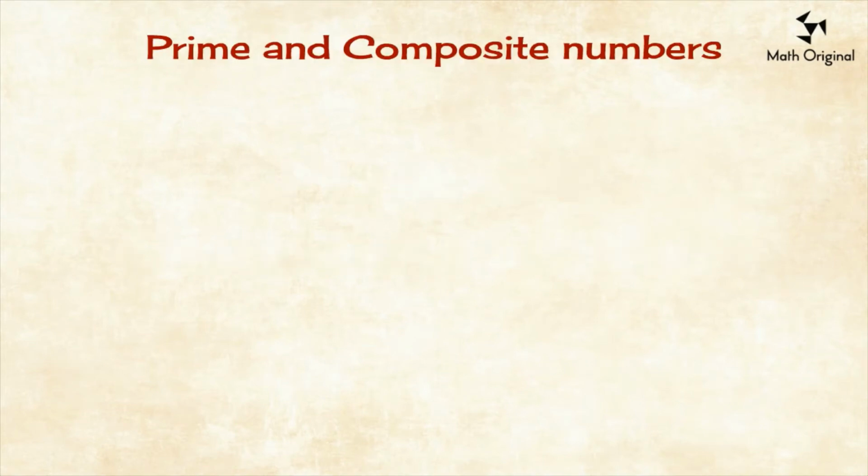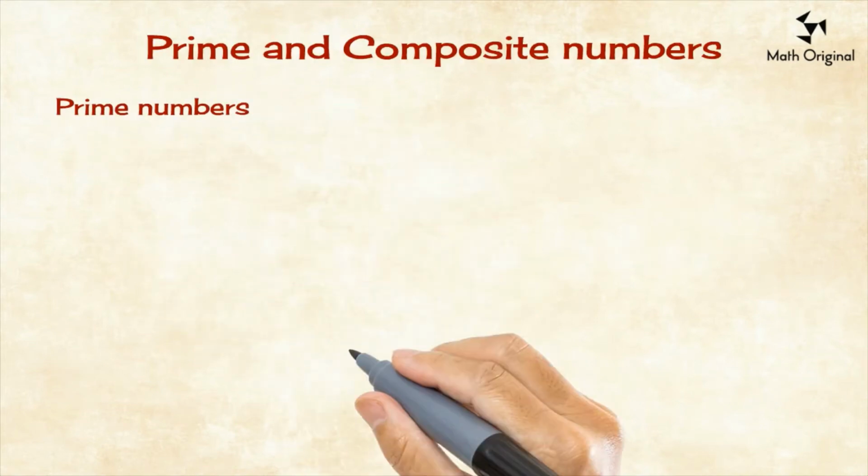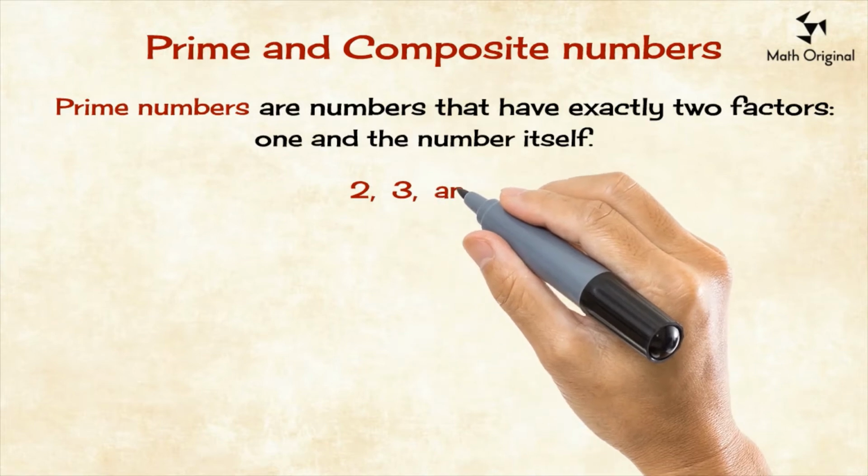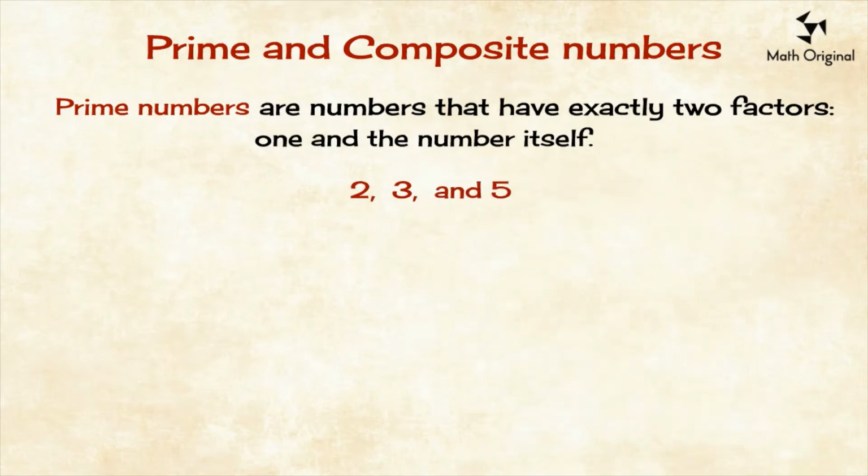So, what are prime numbers? Prime numbers are numbers that have exactly two factors, 1 and the number itself. For example, numbers 2, 3 and 5 are prime numbers because the only factors that they have are 1 and the number itself. So, the number 2 has two factors, 1 and 2.